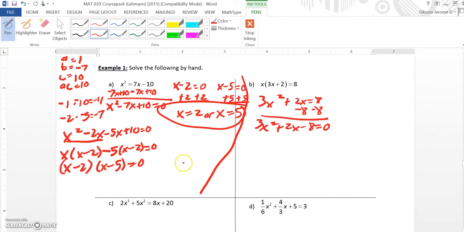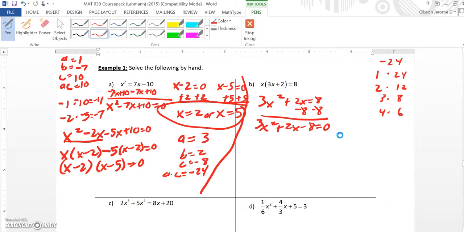Now we can't factor anything out here, so we will list our a, b, and c. I'm just going to list our a, b, and c here because as you see, this is kind of cramped here. So our a would be 3, our b would be 2, and our c would be negative 8. So we know we would do a times c, which would be 3 times negative 8, which is negative 24. Now what we need to do with this negative 24, which I'll write over here, we need to write all the factors of 24 first. So we have 1 and 24, 2 and 12, 3 and 8, and also 4 and 6.